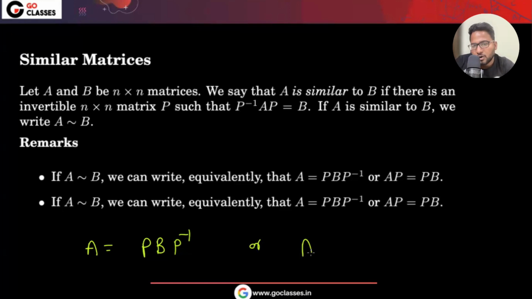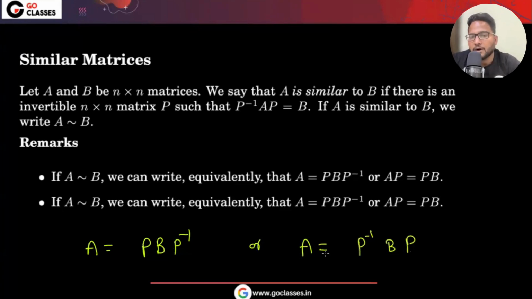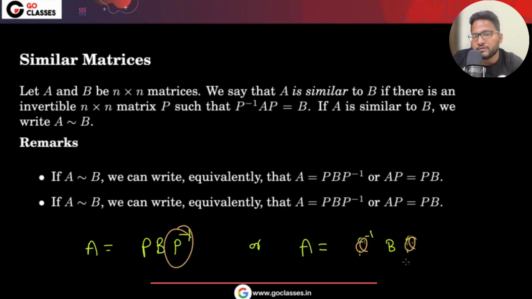You write like this or you write like this. See, you write like this. Okay, it doesn't really matter. Why? Because here, for example, let's just suppose it is some Q. Doesn't really matter how you're writing, which means you can just take P inverse as Q. If you take P inverse as Q, you can write like this, right? So it doesn't really matter whether you're writing inverse first or inverse later.